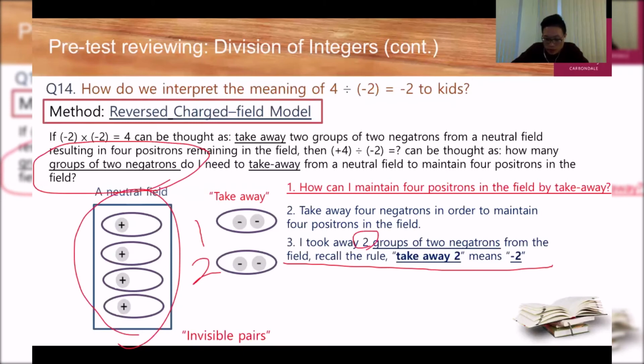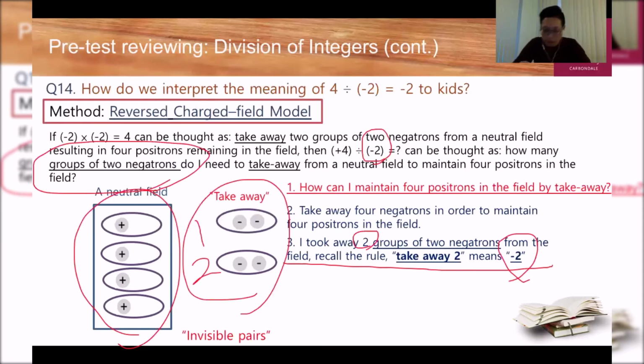Recall the rule, take away means negative sign, right? So take away 2 means -2, okay? Because the divisor here is -2, that means a group of 2 negatrons. And how many groups of 2 negatrons did I take away? That's 2 groups of 2 negatrons, all right? I know it may be a little confusing, so I will do this question again, okay?